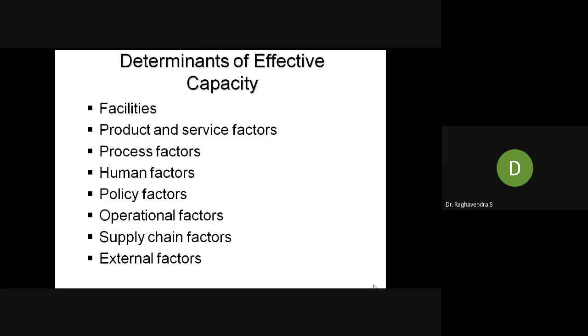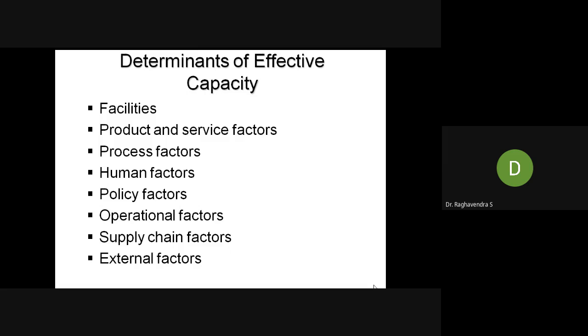That is facilities, machineries, infrastructure, whatever things are available in the organization. Next, product and service factors, process factors, human factors, policy factors, operational factors, supply chain factors, and some other external factors. Facilities, the machinery, the tools, the process, all these things come under facilities. Some organizations may produce automobiles, some may produce even the small pen or pencil. Some organizations may give a service, like hotels and hospitals. These are product and service factors.